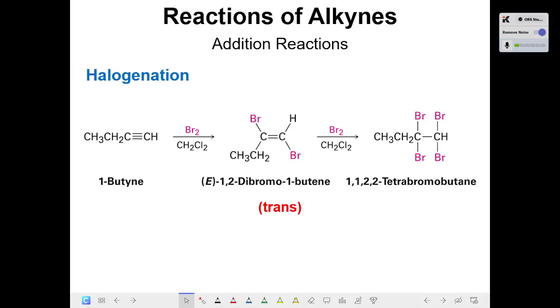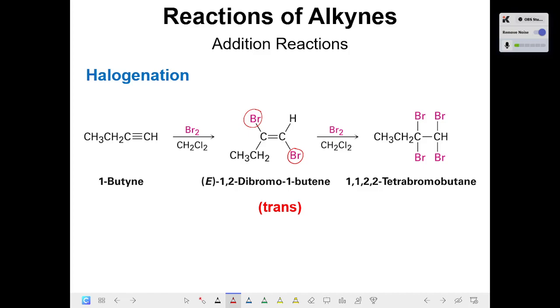So makaka-produce tayo dito nung trans na compound. Specifically, this is an E. So if you can recall our discussion on the E-Z nomenclature, ito ay naka-E kasi yung high priority group sa atin dito, yung bromines, ay naka-opposite with each other. So another round of bromination for this compound will give you 1,1,2,2-tetrabromobutane.